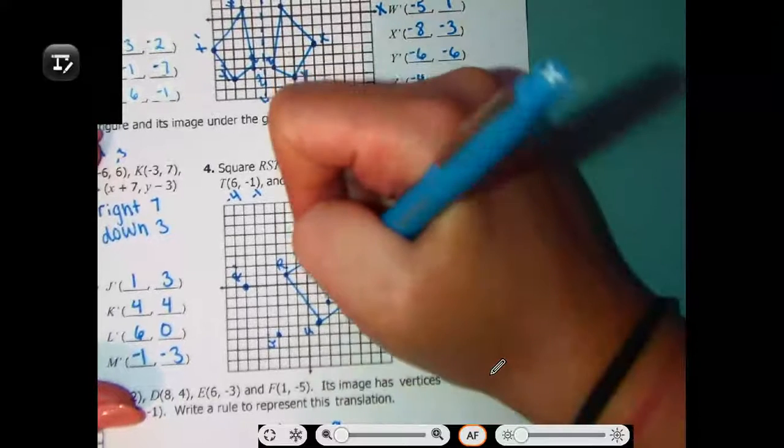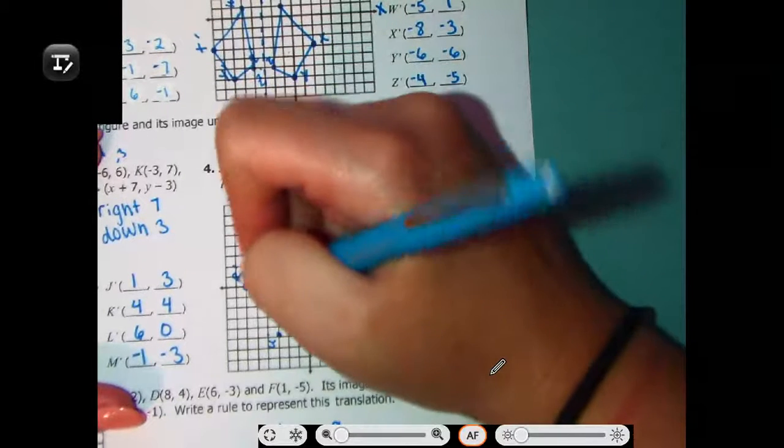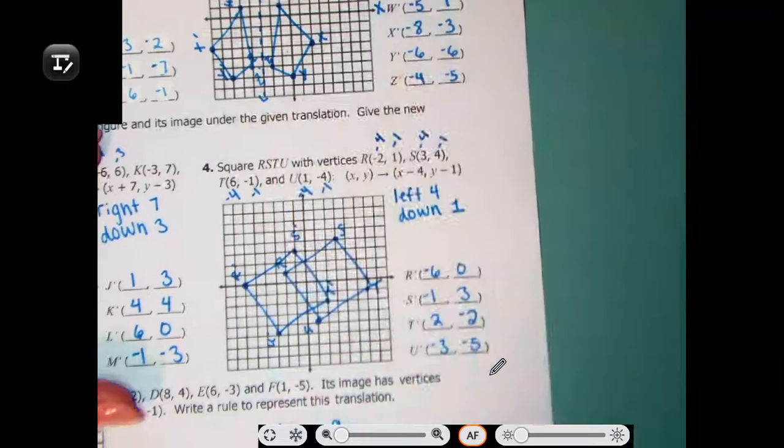And then I will just connect those. And there is my square.